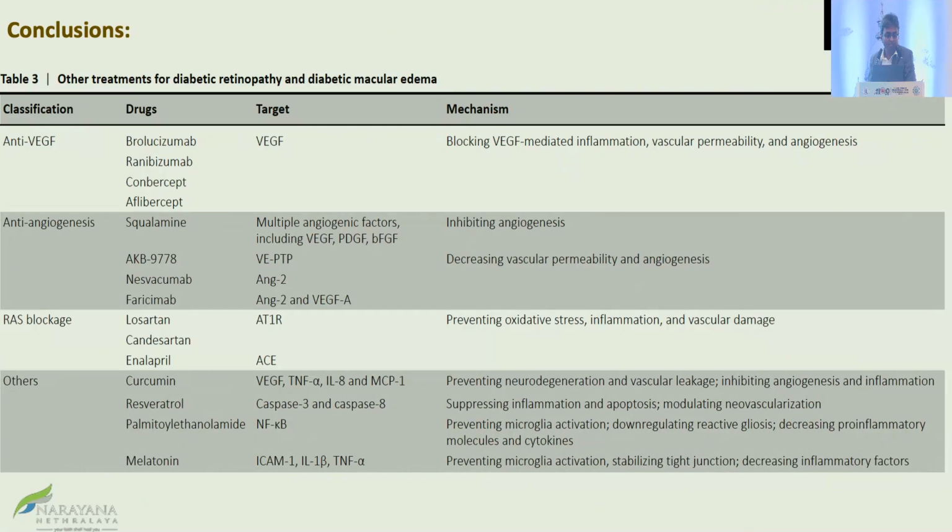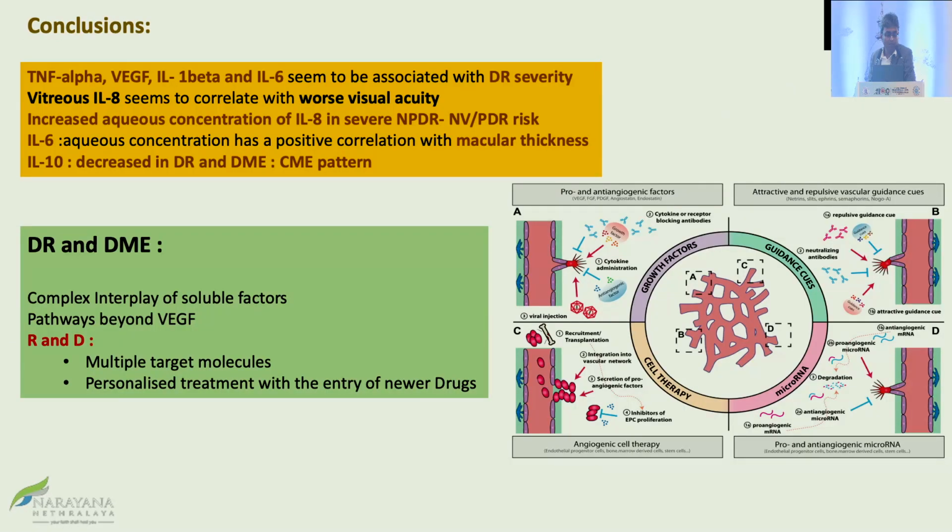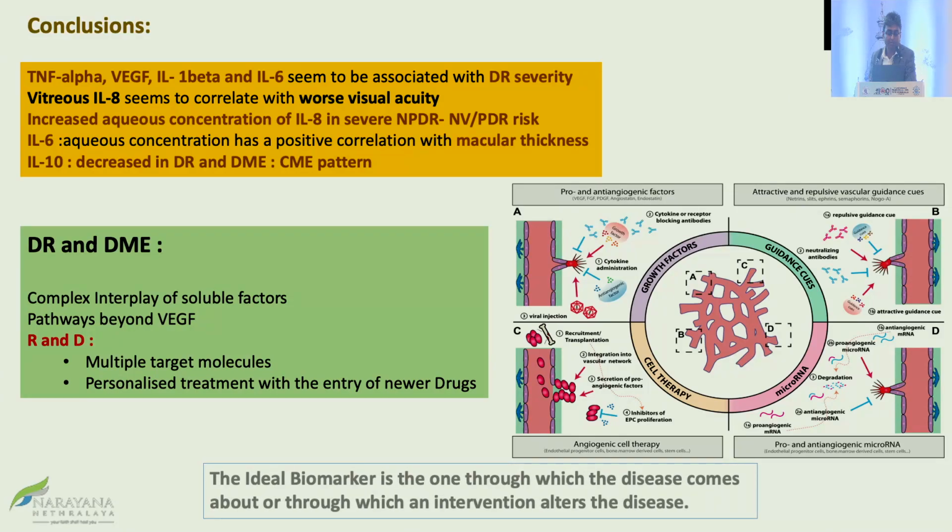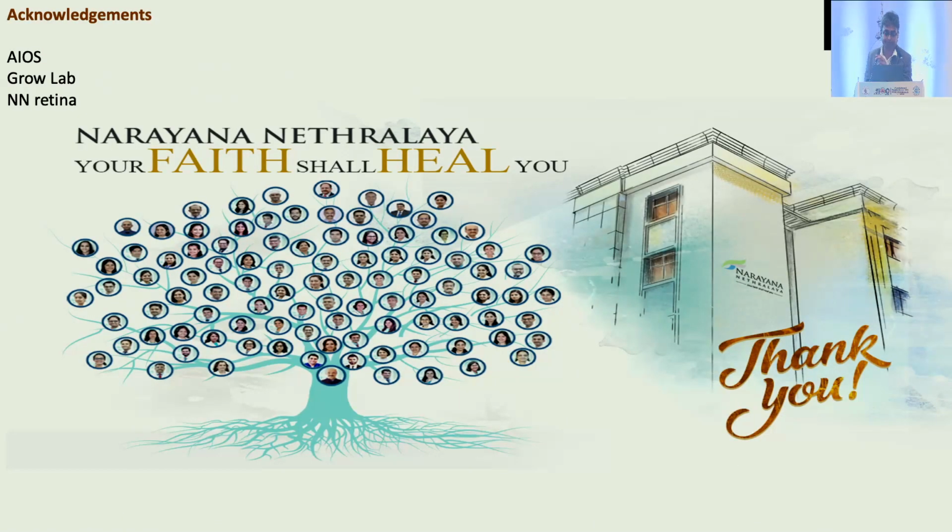To conclude, these are the molecules that are being considered: anti-angiogenesis, and even RAS blockade are being considered. In DR and DME, there's a complex interplay of soluble factors. Pathways are beyond VEGF. Once we start targeting these molecules, there could be personalized treatment, especially with molecules like faricimab. So to conclude, it would be right to say that the ideal biomarker is the one through which the disease comes about, or through which an intervention alters the disease. Thank you so much.